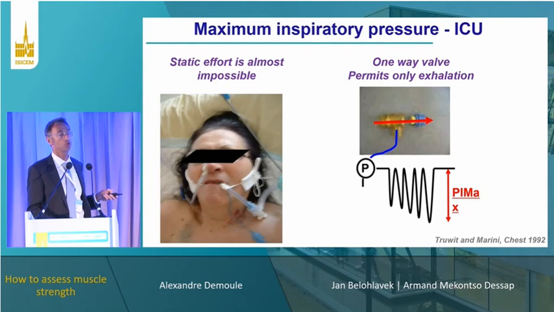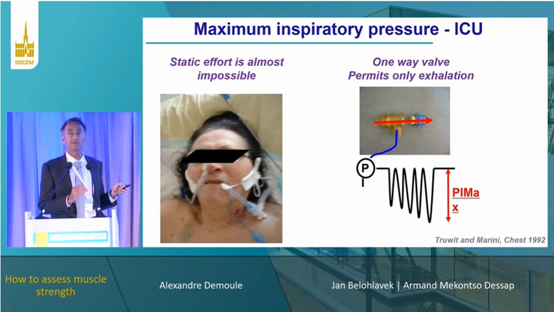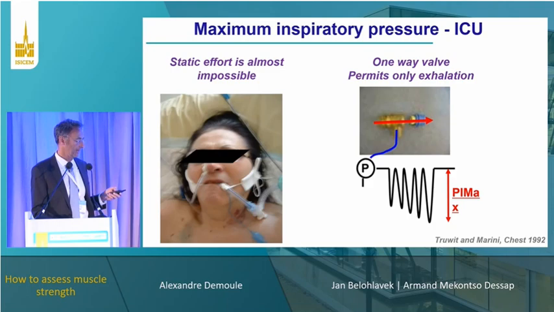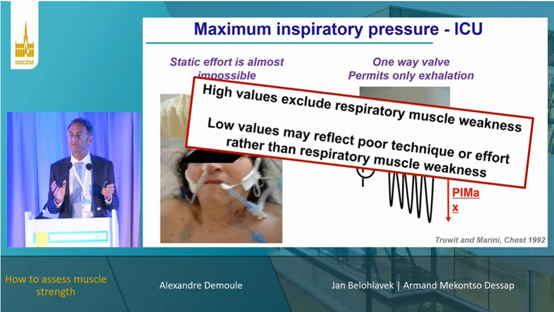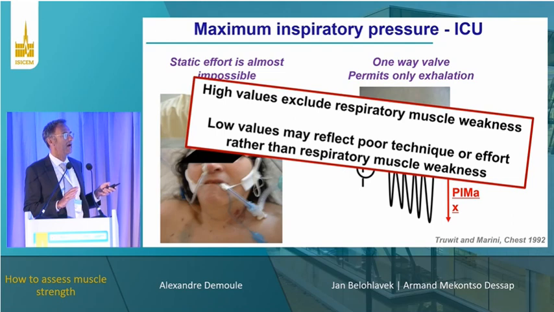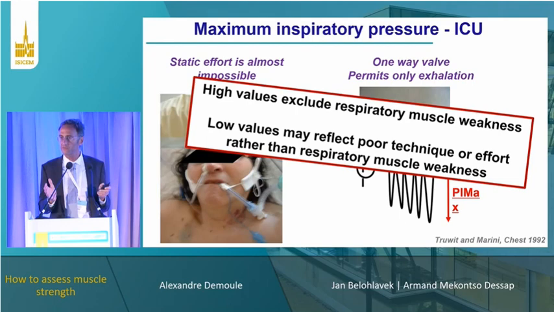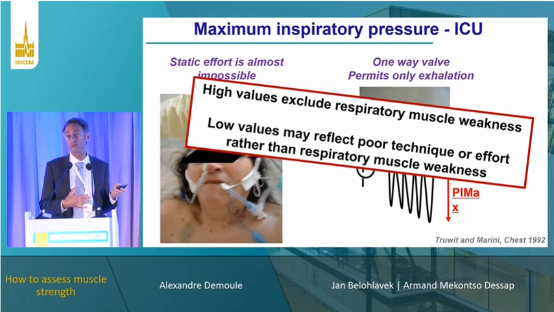And they've shown in this very elegant paper that this technique permitted to get better values. And it's very easy to use this at bedside. However, I'm very cautious with maximum inspiratory pressure. To me, high values, so normal values are around 80 for you, for instance, I would say that more than 40, 60 in an ICU patient is great. High values exclude respiratory muscle weakness. But if you get low values, it's always embarrassing, because you never know whether those low values reflect poor technique or poor effort of the patient, or if they reflect really respiratory muscle weakness. However, note that this technique is quite easy to perform.